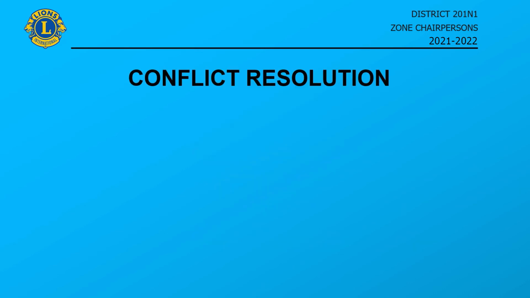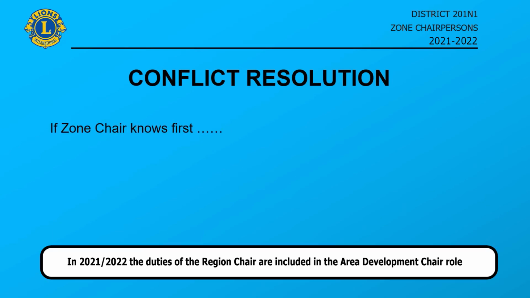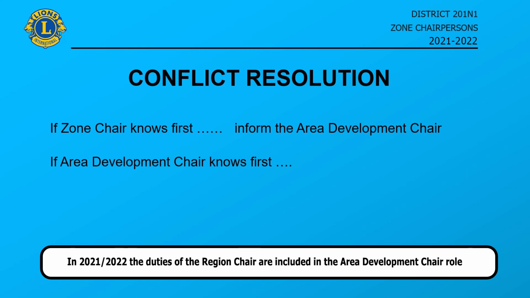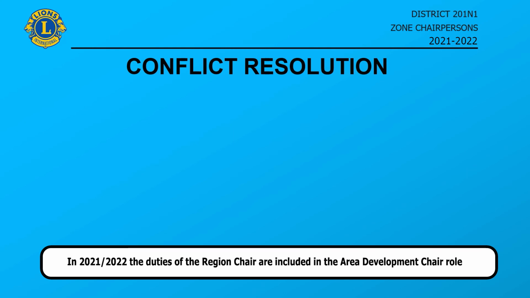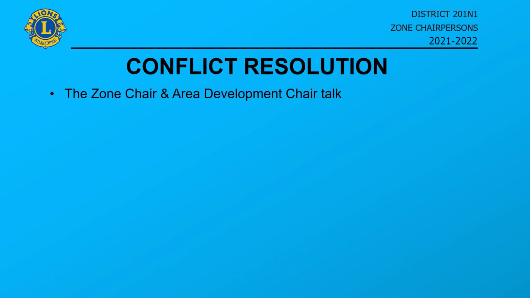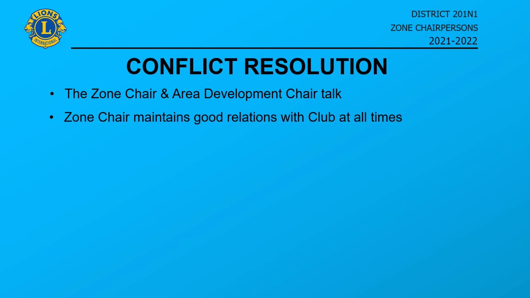Resolution of disputes, conflict resolution. When things go wrong, when trouble strikes, I've saved the hard one for last. If the zone chair is the first to know, she should contact the region chair as soon as possible, and vice versa. Zone chair needs to maintain good relations with her clubs in the zone at all times.